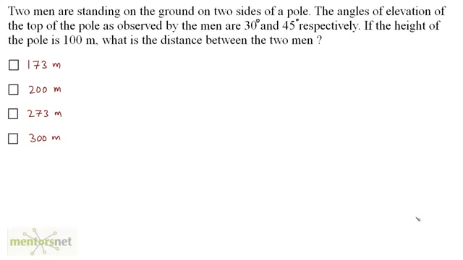Two men are standing on the ground on two sides of a pole. The angles of elevation of the top of the pole as observed by the men are 30 degrees and 45 degrees respectively. If the height of the pole is 100 meters, what is the distance between the two men?